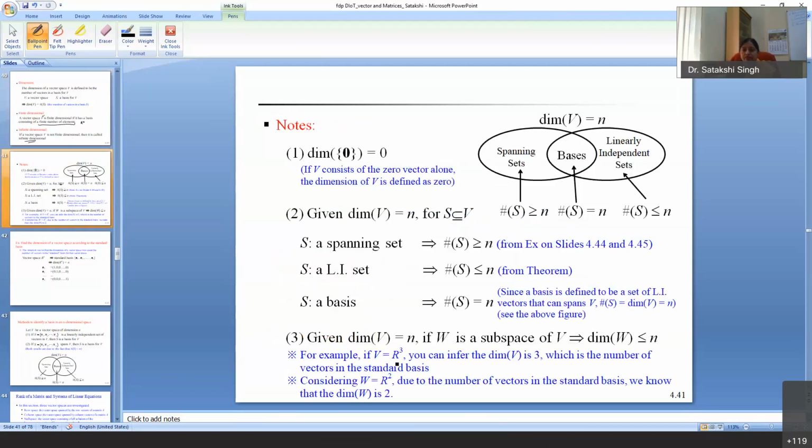Next, we have these things we have already studied: if in a vector space V you have a spanning set which is also a linearly independent set, then that will form a basis for the vector space V. And as many vectors as there are in the basis of vector space V, that will give you the dimension of this vector space V. So that is equal to n in this case, if the number of vectors in the basis is equal to n.